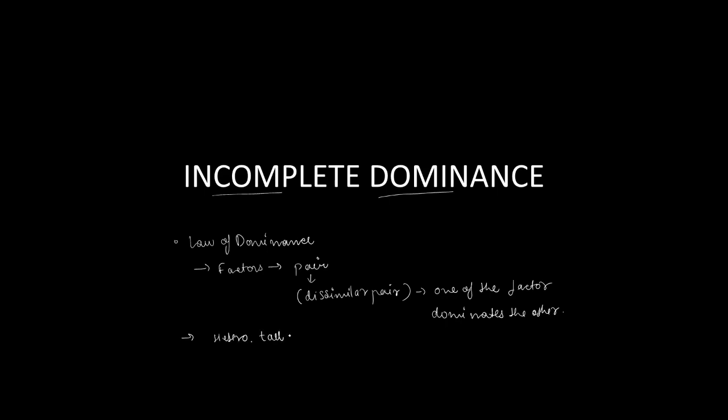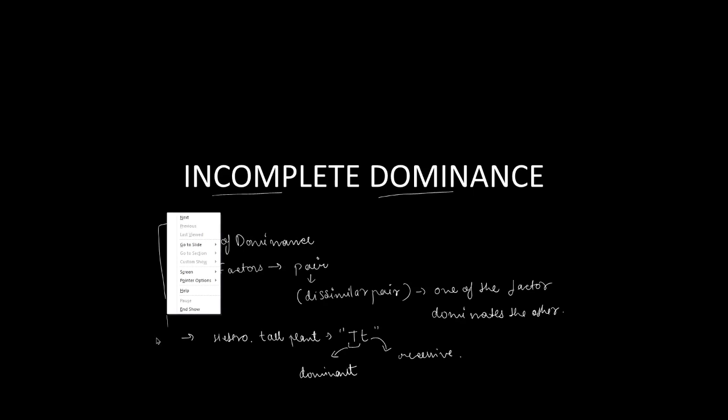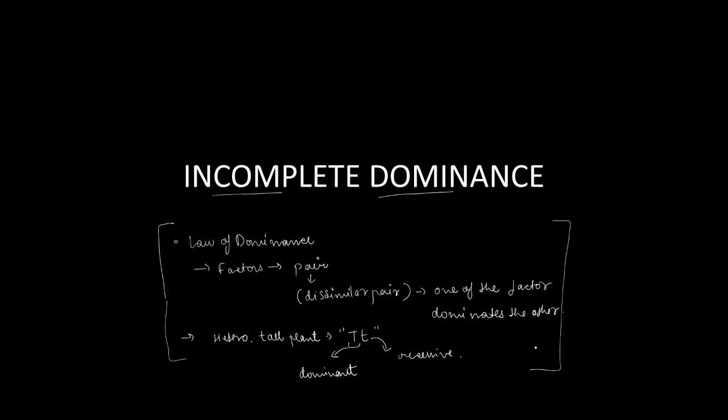Now, for example, if we say a heterozygous tall plant, it will be capital T and small t. So here the capital T will be dominant and small t will be recessive, right? I hope this is clear. Now let's move on to our main topic, that is incomplete dominance.